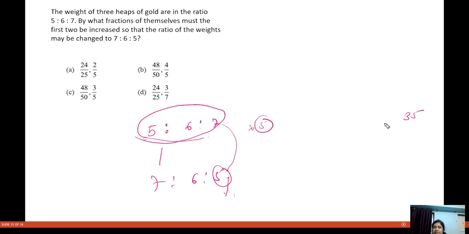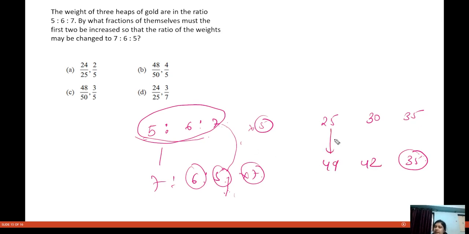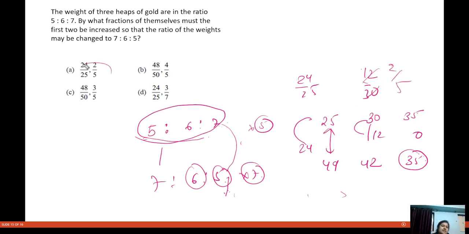So this became 35 for me, this became 30, and this became 25. Now when I multiply this by 7, this will become 35, this will become 42, and this will become 49. Now I'll calculate the difference. This is 24, this is 12, this is 0. It is asking by what fraction of themselves, so 24 by 25 and 12 by 30, and here we don't have to do anything. So this came to be 2 by 5, and this is your answer.